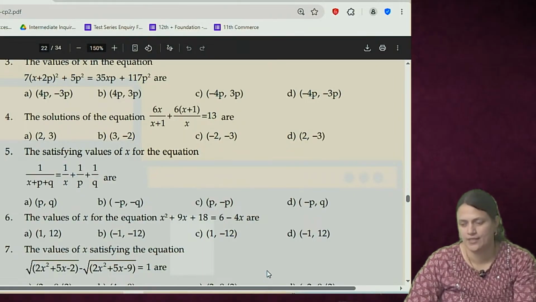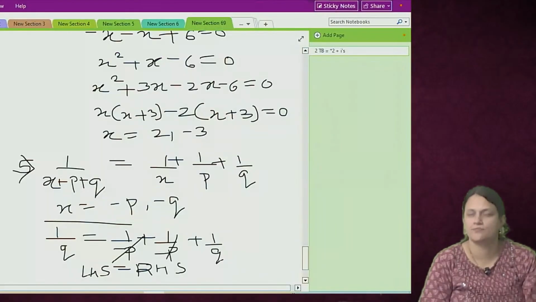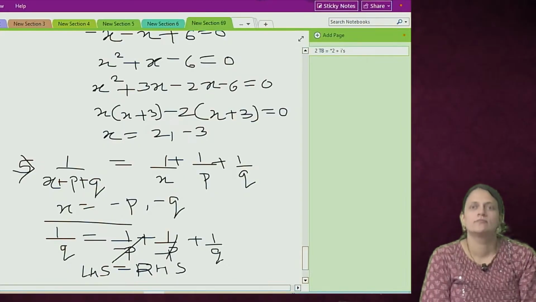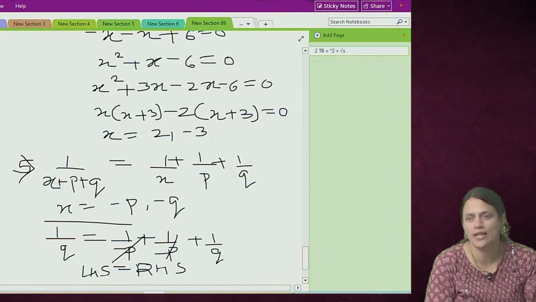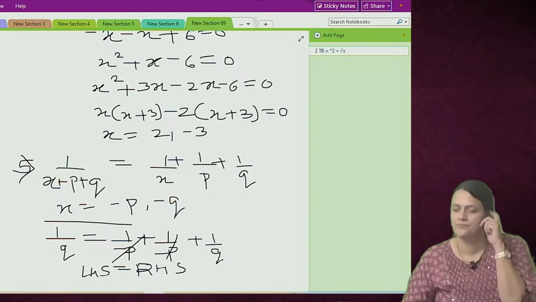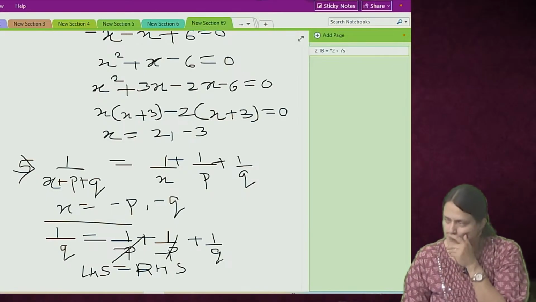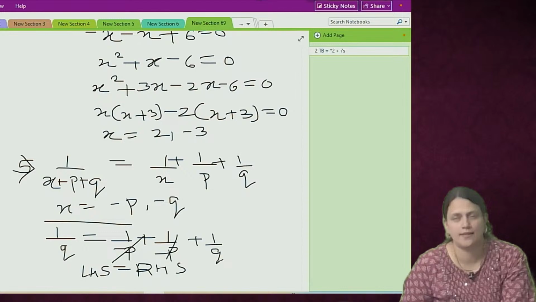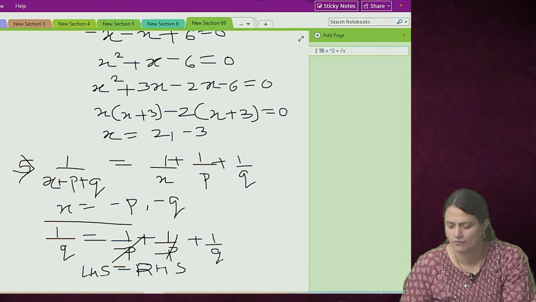Correct, substitute and you'll get the answer. Now we will do the next sum. We'll try to finish this exercise today.